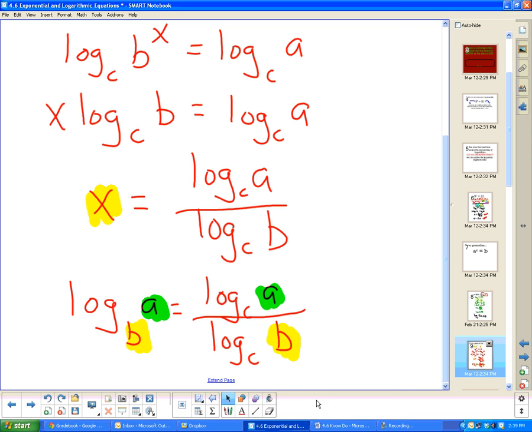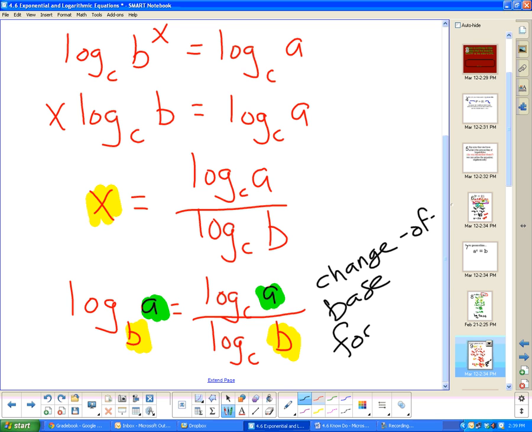And this final statement, the generalization of the techniques we've been using, is what's called the change of base formula. That change of base formula allows us to change the base of a logarithm to any base that we want, depending on the equation we have and what might be easier.